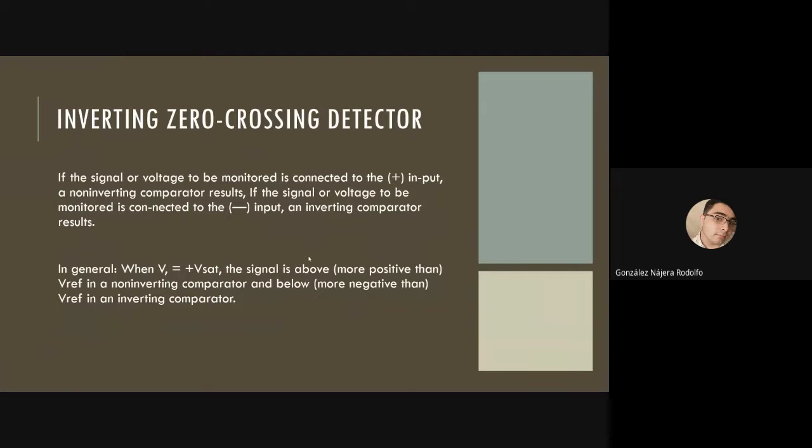Inverting zero crossing detector. If the signal or voltage to be monitored is connected to the positive input, a non-inverting comparator results. If the signal or voltage to be monitored is connected to the negative input, an inverting comparator results. In general, when Vo is equal to positive Vsat, the signal is above, more positive than Vref, in a non-inverting comparator, and below, more negative than Vref, in an inverting comparator.